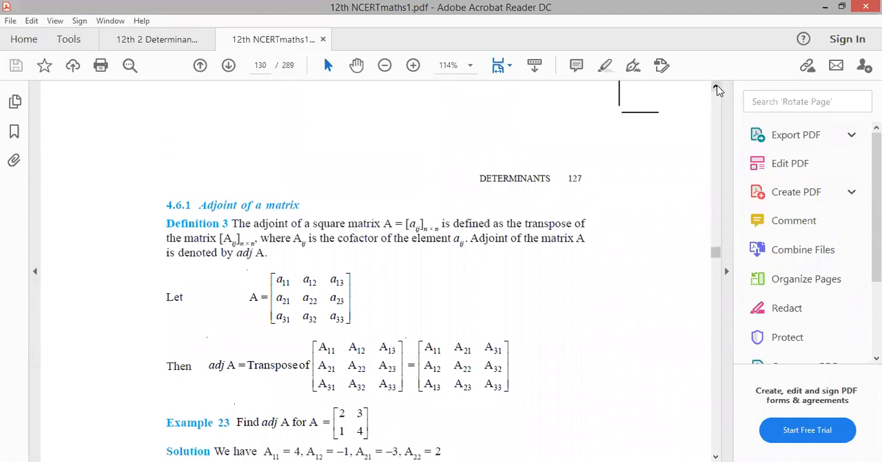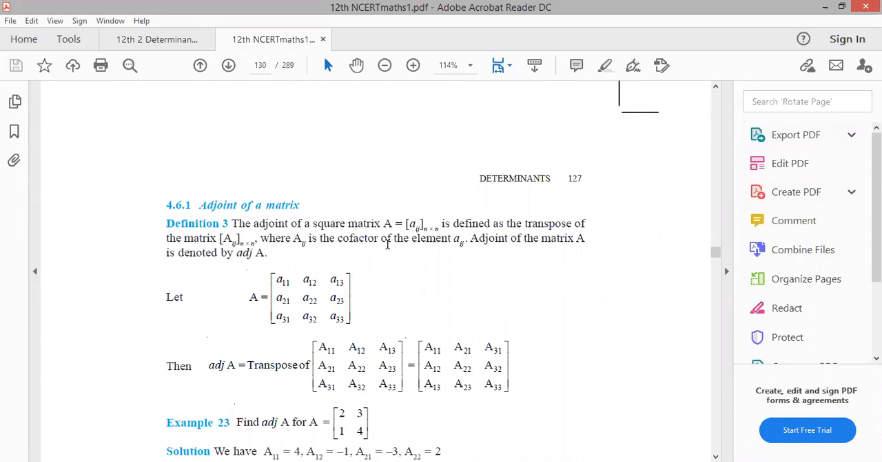So, in the previous lecture, I have gone through minors and cofactors. Here in this lecture, we will first of all define the adjoint of a matrix. So, what is the adjoint of a matrix? For example, you are given a matrix. I'm talking about the square matrix.